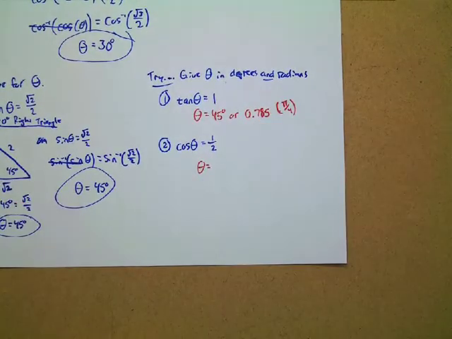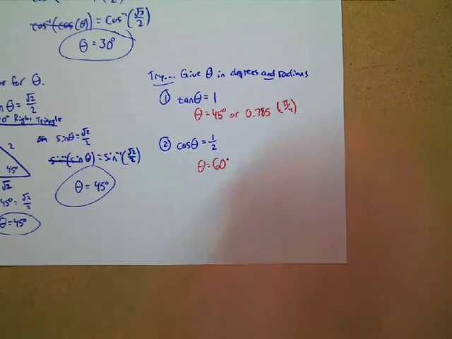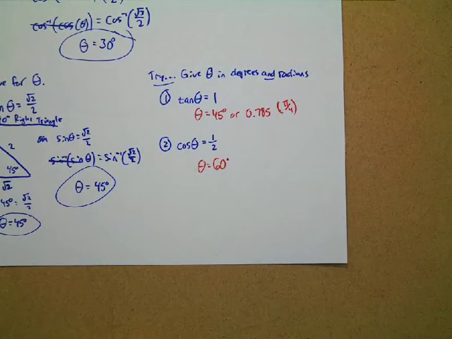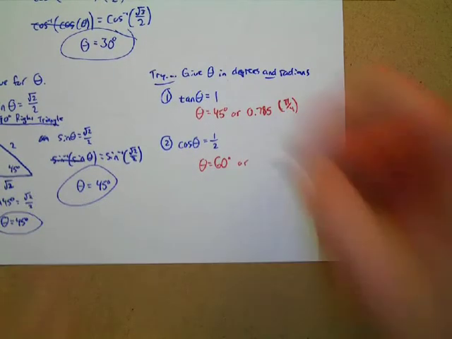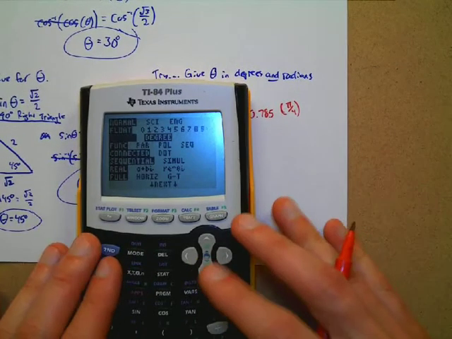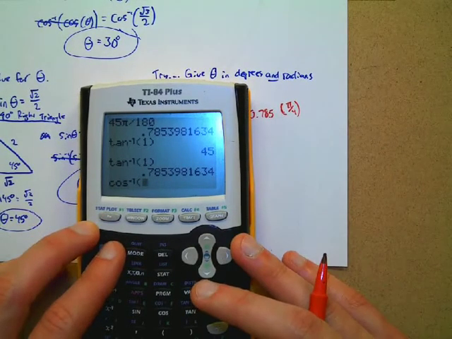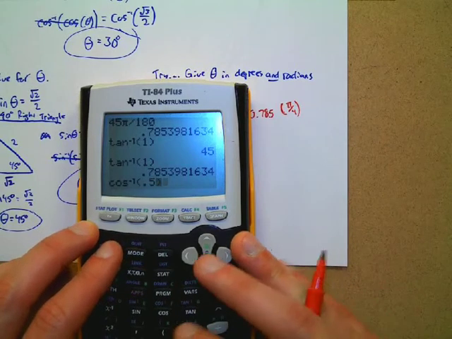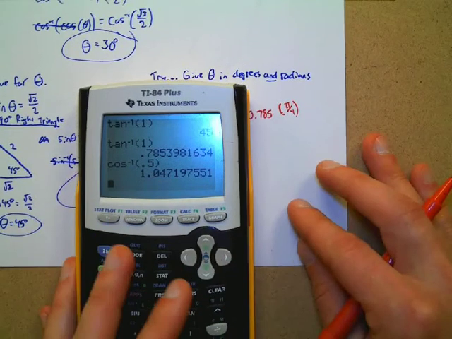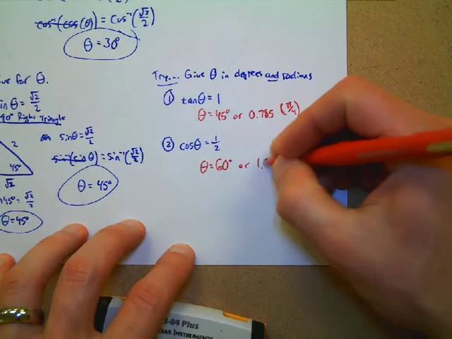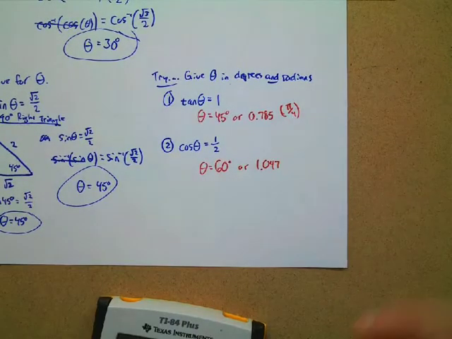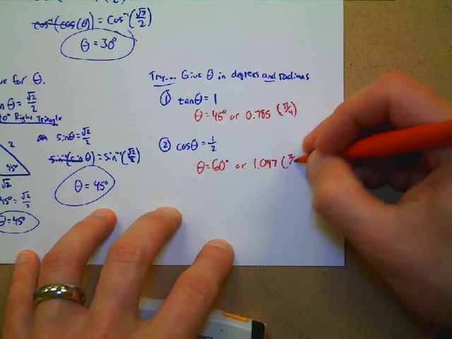How about cosine of a half? What angle theta? 60. Cosine of theta is equal to half: 60 degrees. That's good. Or mode radian, cosine inverse of 0.5, 1/2, or 1.047 as radians, which is really pi over 3.